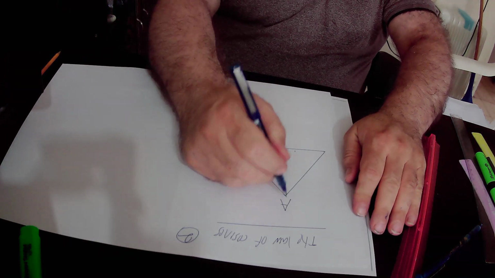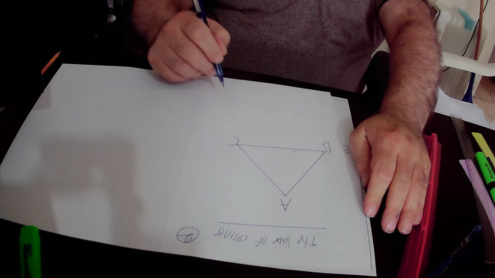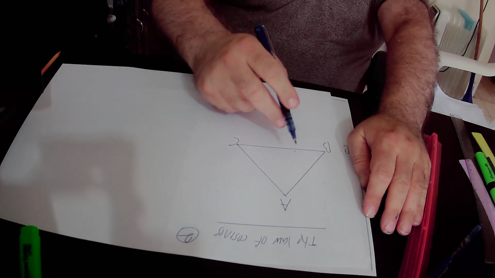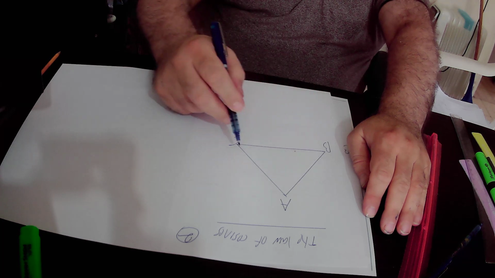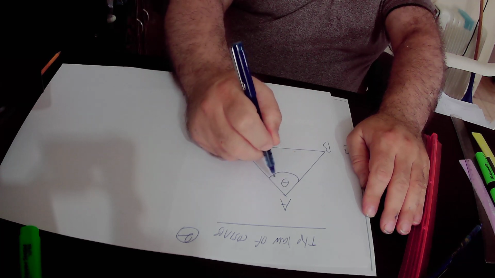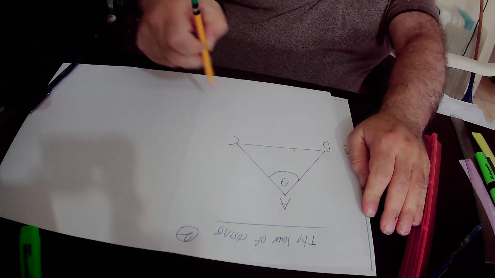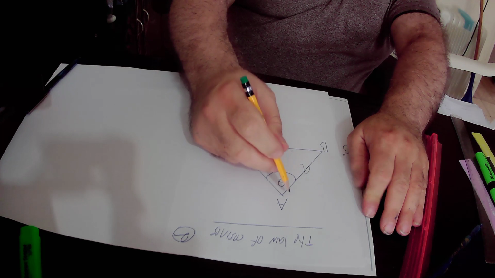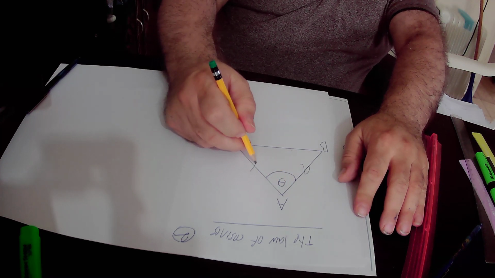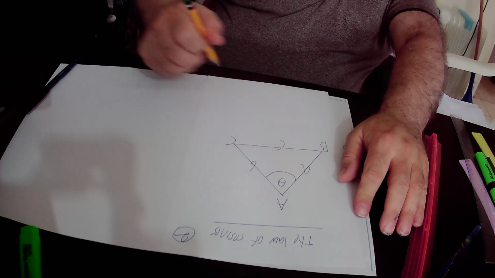This is triangle ABC. We know that the angle between side AB and side AC is theta. We also know that the length of side AB is equal to A units, the length of side AC is equal to B units, and the length of side BC is C units.